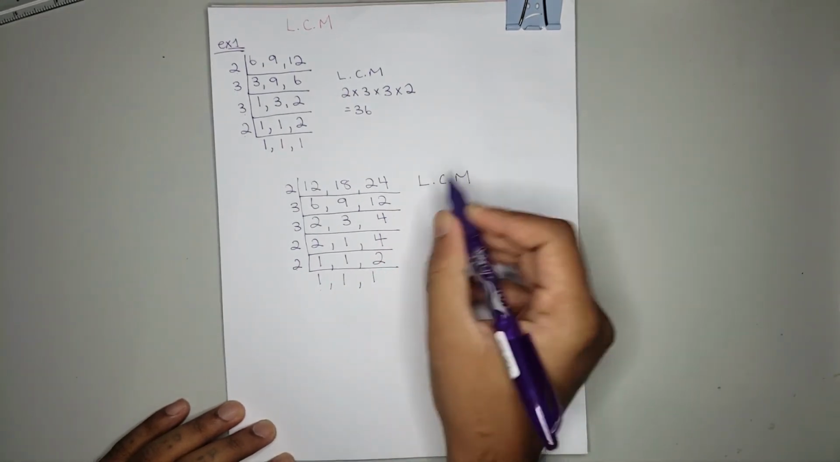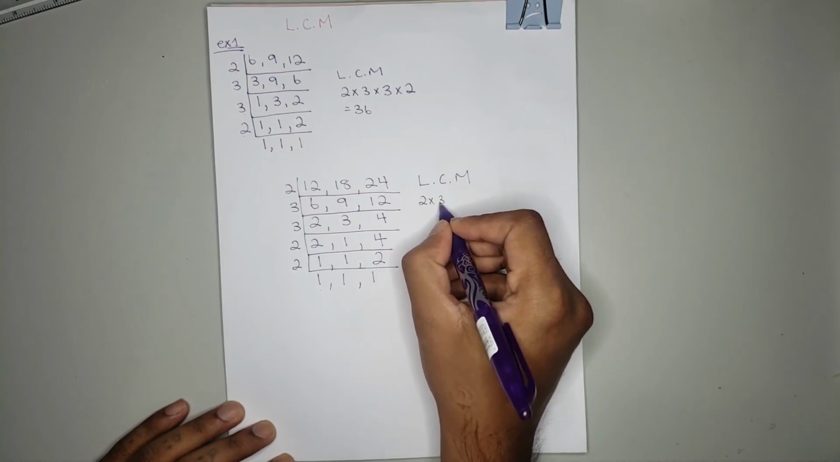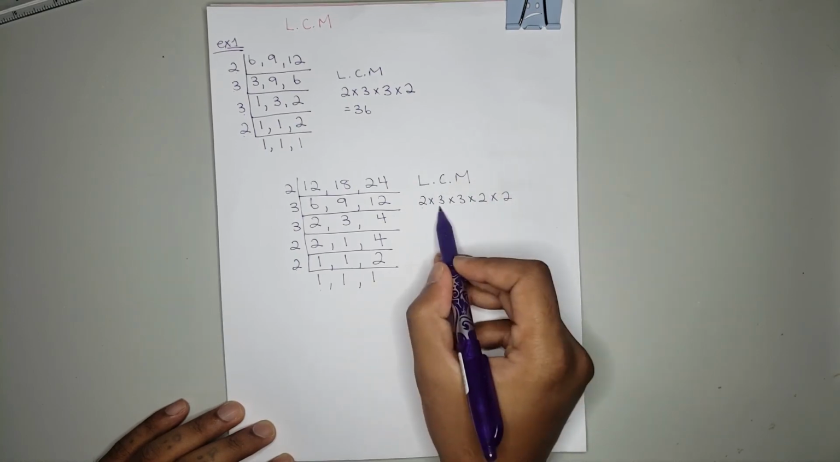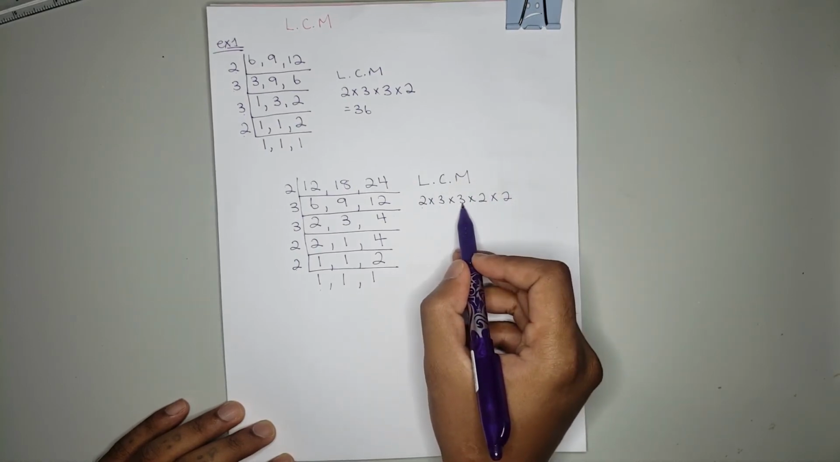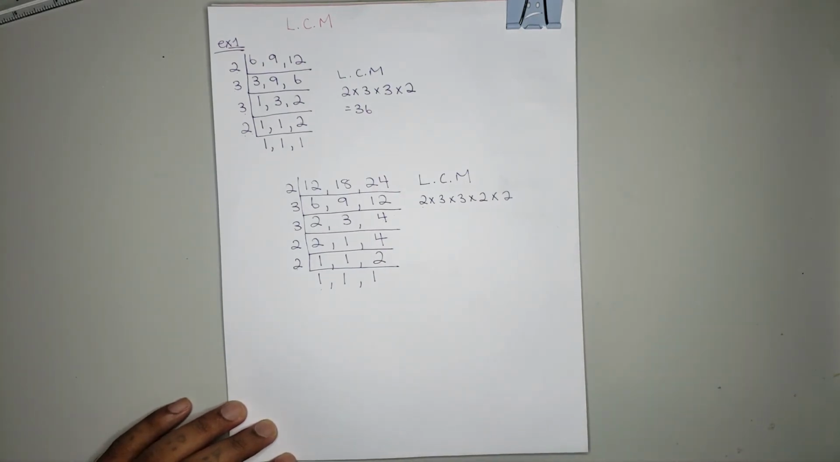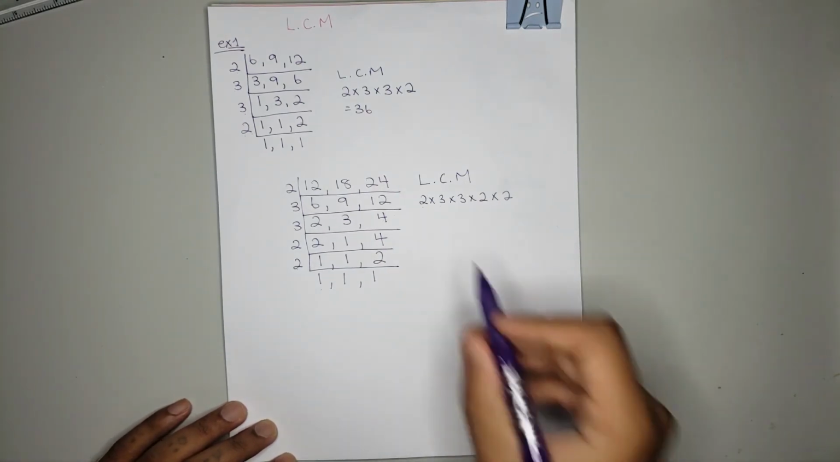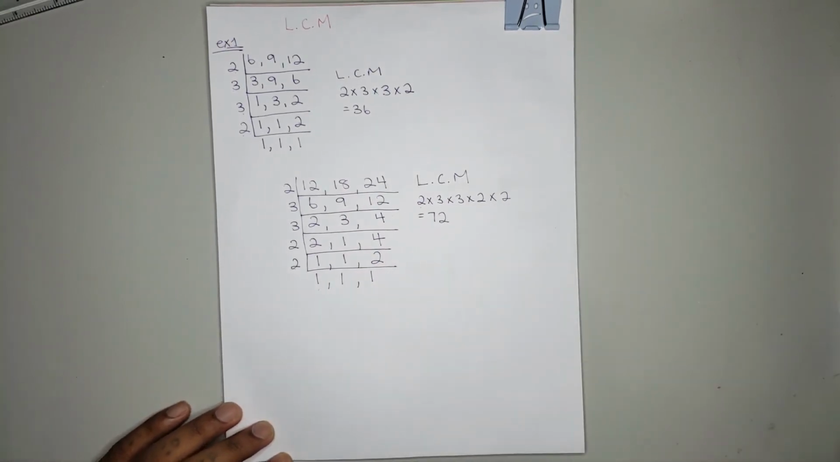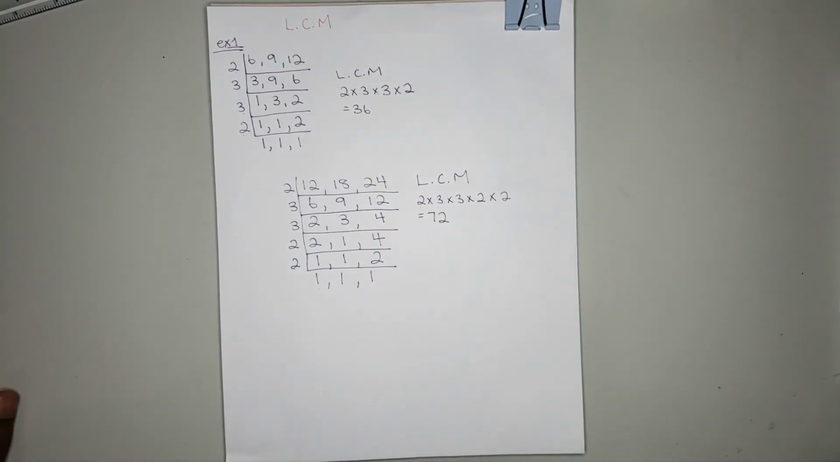So calculating the LCM is 2 multiplied by 3 multiplied by 3 multiplied by 2 multiplied by 2. 2 by 3 is 6, 6 multiplied by 3 is 18, 18 multiplied by 2 is 36, 36 multiplied by 2 is 72. So the LCM of these three numbers here is equal to 72. Alright, and that's it for LCM.